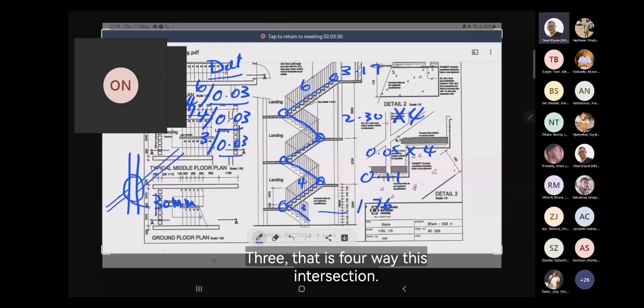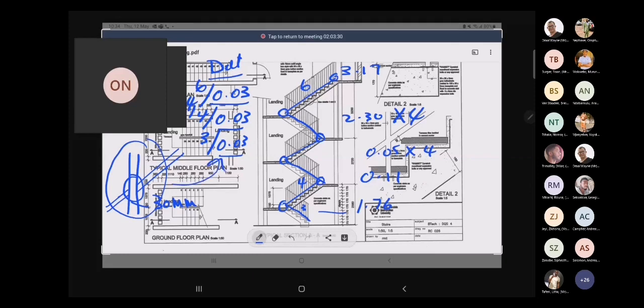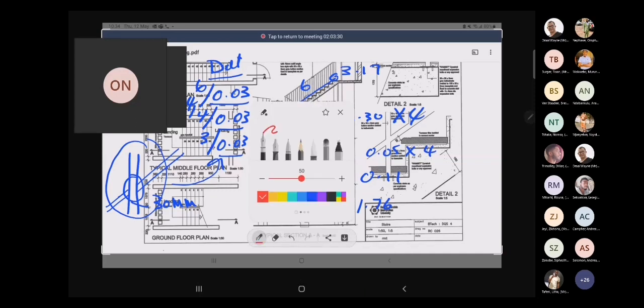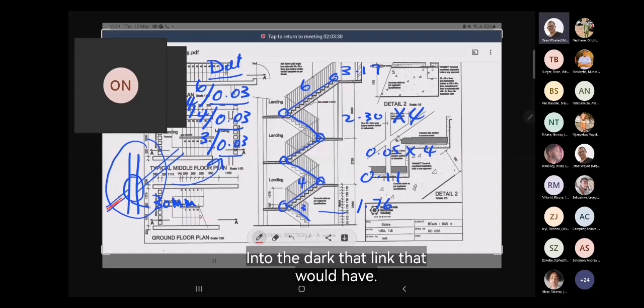That is for where this intersection takes place, where we need to deduct for the length. We need to deduct that length that was measured all the way through. So we need to deduct that over there.